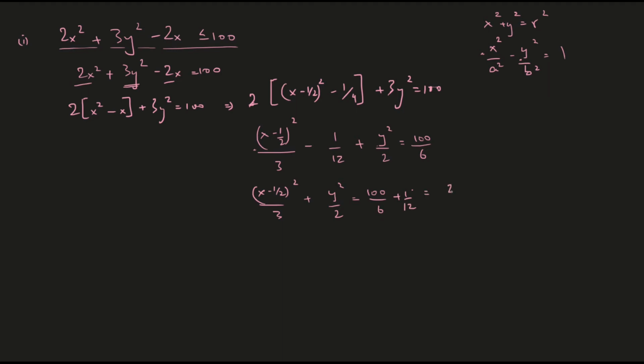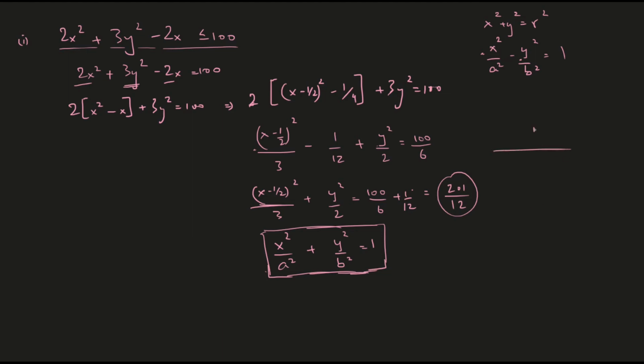And this is just 201 over 12. Okay, so don't worry about this ugly looking number. Focus on the pattern here. The equation of an ellipse is of the form x squared by a squared plus y squared by b squared is equal to 1. This is the standard equation that has its center at the origin, and the major axis has a length of 2a.